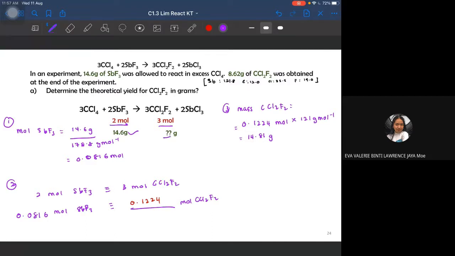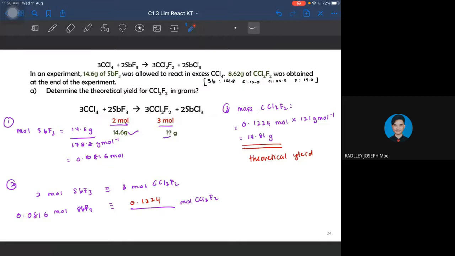Okay, dapat tak mass? Dapat, Miss. Right, so mass ini adalah theoretical yield. Okay, so ini yang kamu dapat from comparing daripada stoichiometry lah.